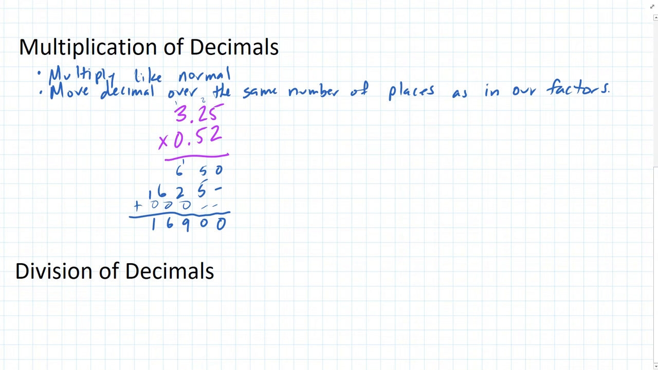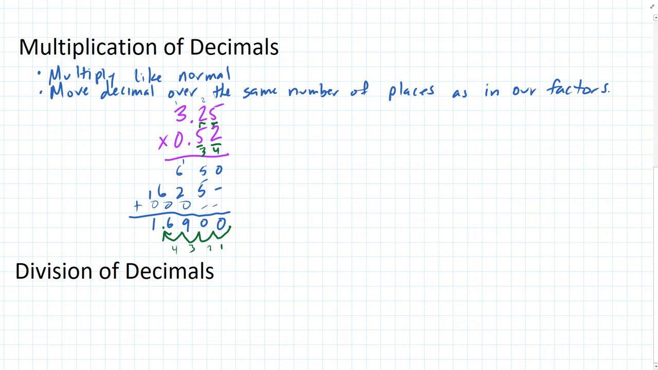Okay, now we have to move the decimal over the same number of places as in our factors. So I'm going to count how many place values I have to the right of the decimals. Here I have 1, 2, 3, and 4 total. I have 4 place values. So my decimal is going to move over 4 times. Again, 1, 2, 3, 4. I moved over 4 times.